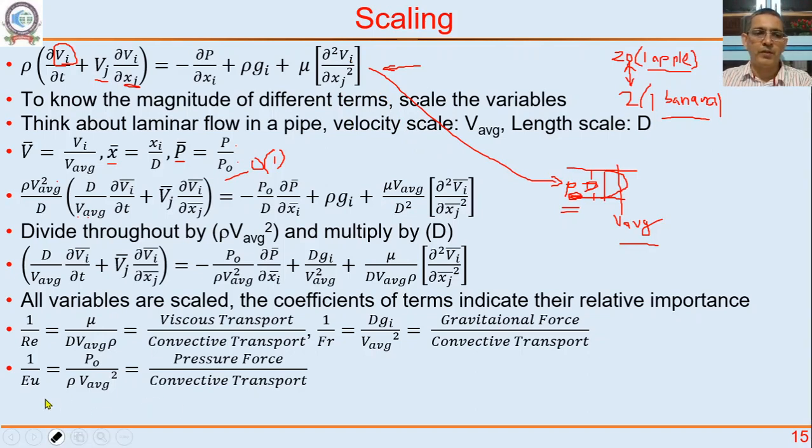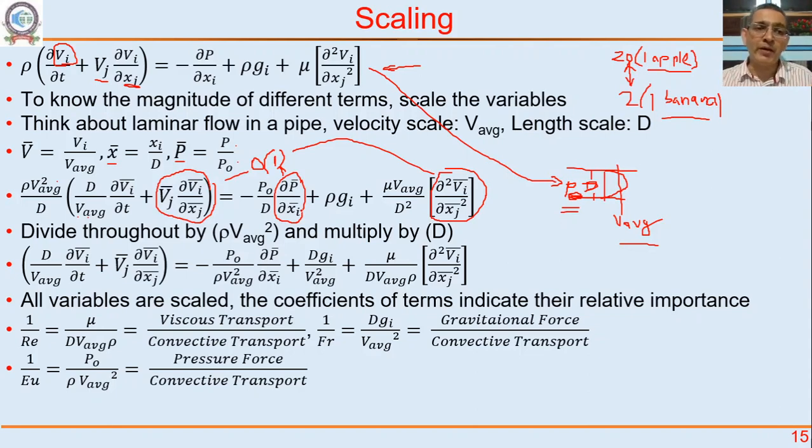Now, this term is of the order 1. This term is of the order 1. Of the order 1 means it is varying from 0 to 1. This term is of the order 1. They are all of the order 1. O means of the order 1, which means varying from 0 to 1, if you like.